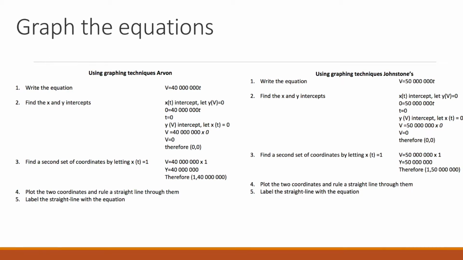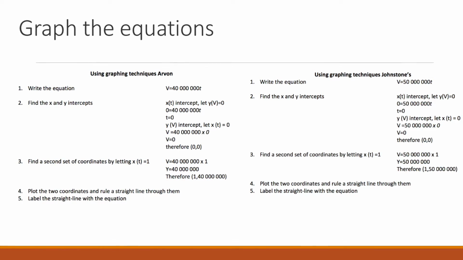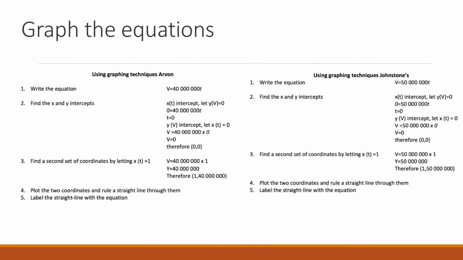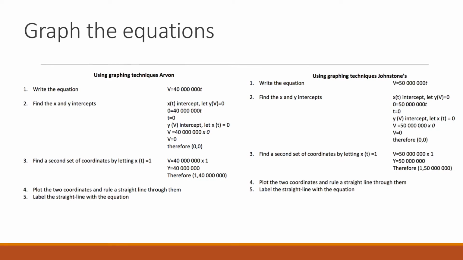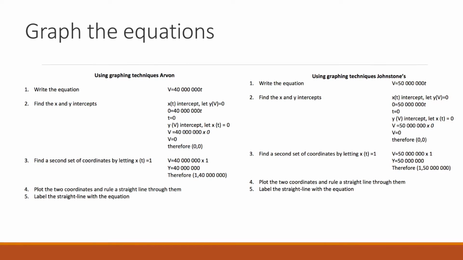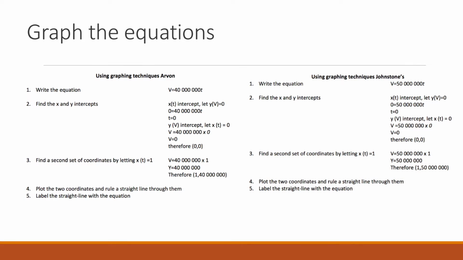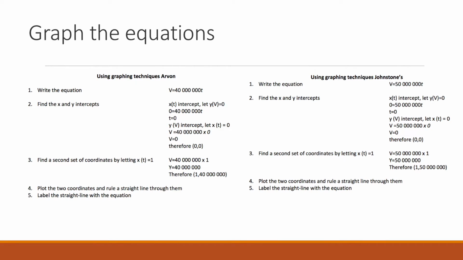The next stage, because this linear equation does not have a c value on the end, is to find a second set of coordinates by letting the x value, which is t for time, equal 1. This will get them a second set of coordinates. Once they plot the two coordinates, students would be expected to rule a straight line through them and label the line with the equation. I've completed this in Excel just for viewing purposes. As you can see, both equations are labeled.